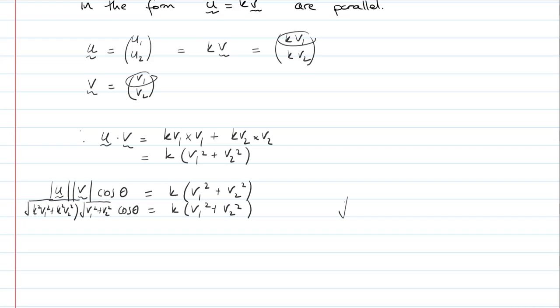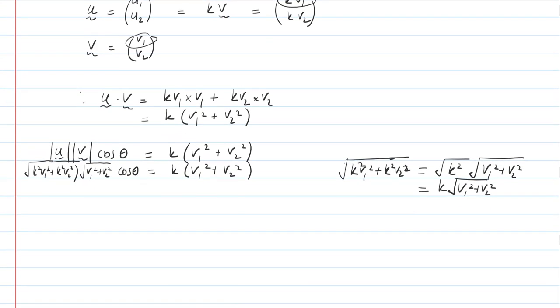Now, just as an aside over here, the square root of k squared v1 squared plus k squared v2 squared, that should be k squared. Well, I can take the k squared out as a common factor. I get the square root of k squared times the square root of v1 squared plus v2 squared, and that's just equal to k times the square root of v1 squared plus v2 squared. So over here, I get k square root of v1 squared plus v2 squared times the square root of v1 squared plus v2 squared cos theta is equal to this stuff here.